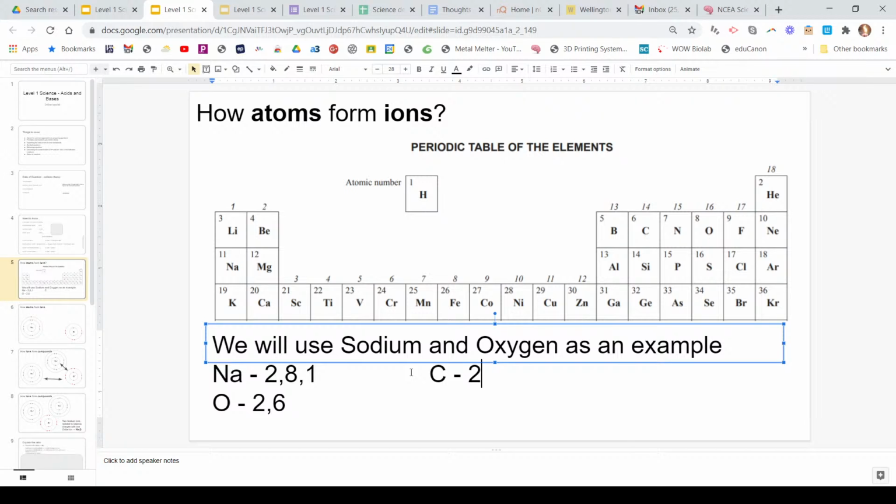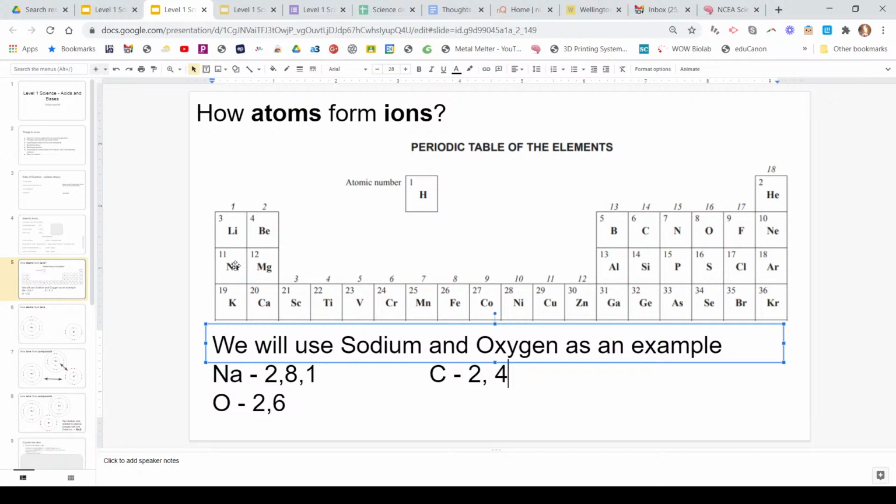We get 2 in the first shell, that's always the case, other than for hydrogen, which only has 1 electron. Then the next lot of electrons are allocated to the second shell, and that can take up to 8. Because carbon has 6 electrons, we've put 2 in the first shell, which means we have 4 left over, so the electron configuration for carbon would be 2, 4.